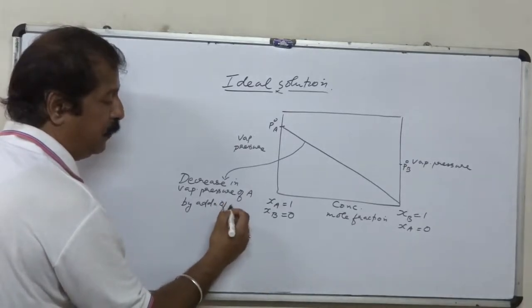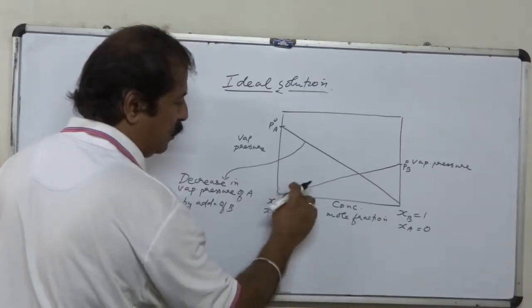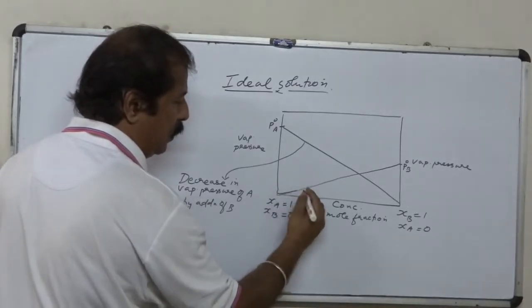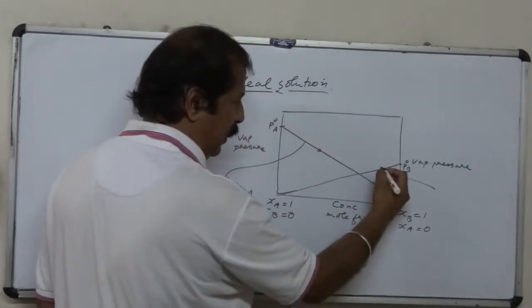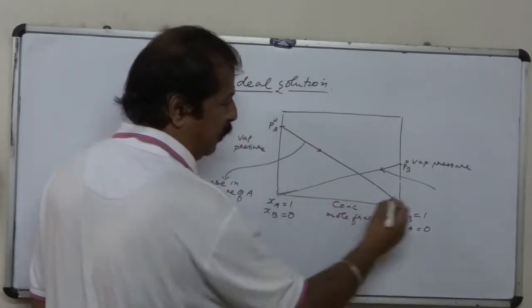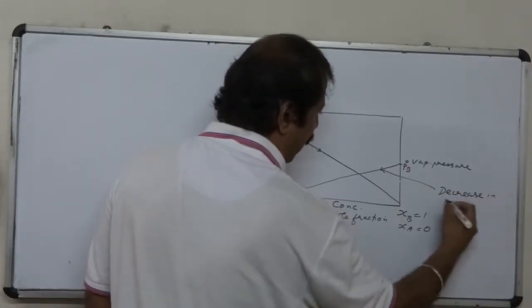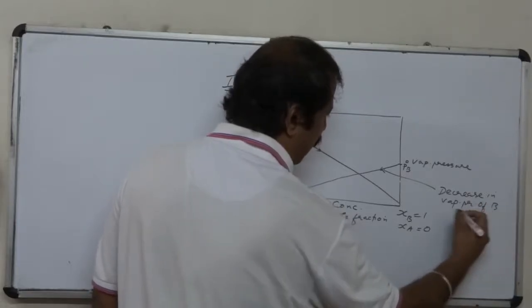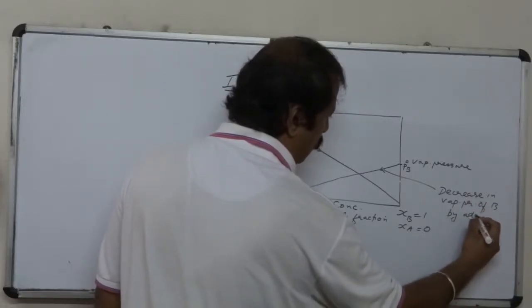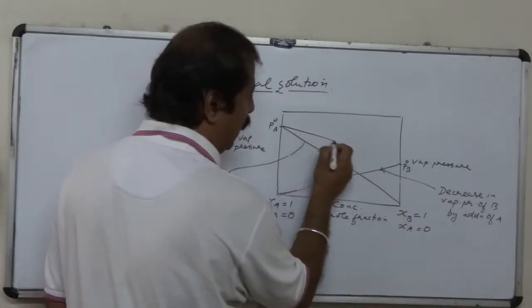By addition of B. And another line from here. This line indicates the decrease in vapor pressure of A, a line from here to here, from P0A to this point. And this is the decrease in vapor pressure of B by addition of A. And here you have another line.